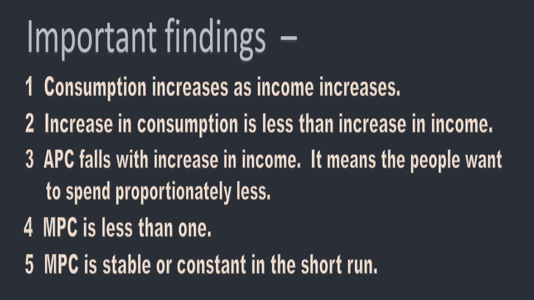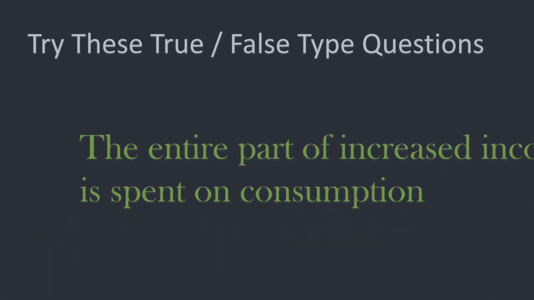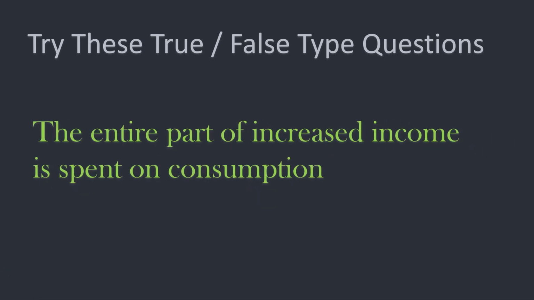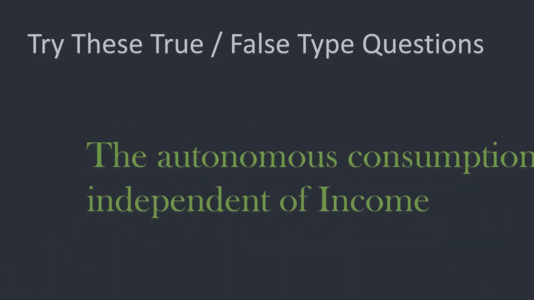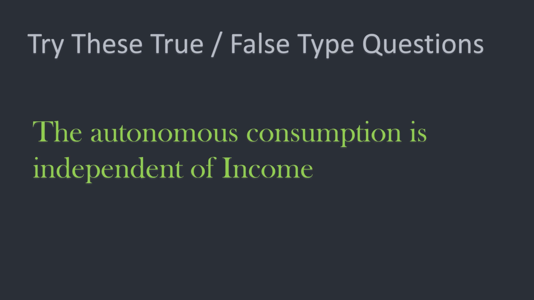Now it is time to test your understanding. The entire part of increased income is spent on consumption. False. The autonomous consumption is independent of income. True.